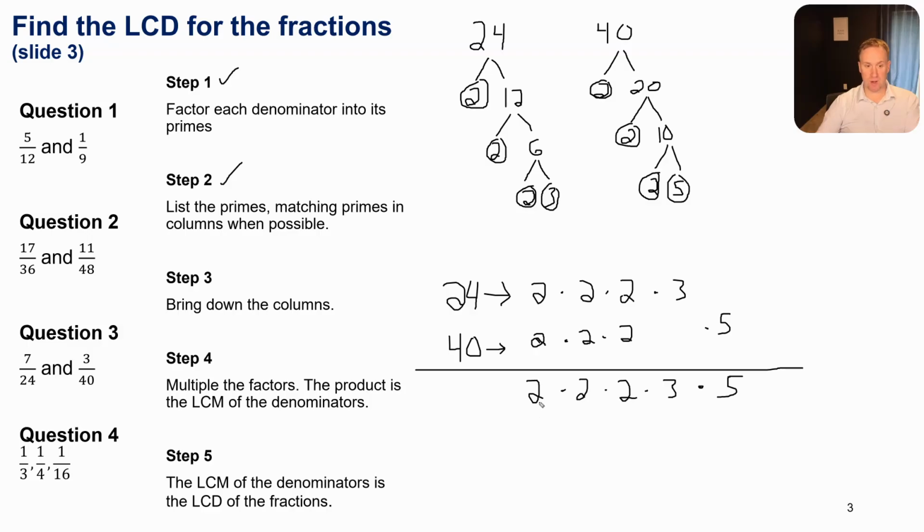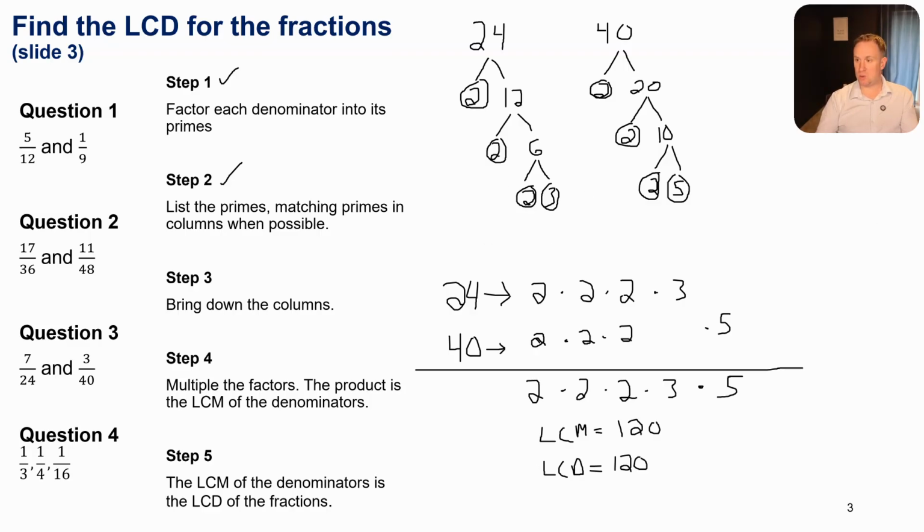So at this point now, we can do 2 times 2, which is 4, 4 times 2, which is 8, 8 times 3, which is 24, and 24 times 5, which is 120. So our least common multiple, which is also our least common denominator, in a sense, is equal to 120 here. Okay, so that is question 3. Those are some larger denominators for sure.